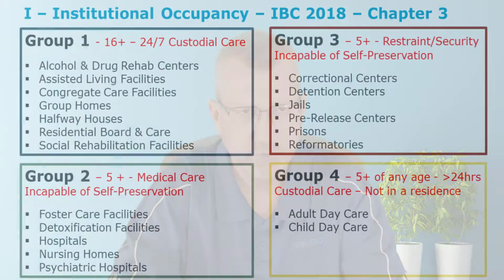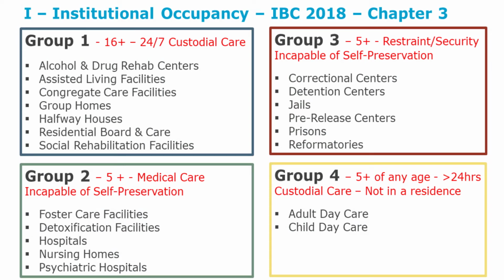What I'm going to do now is talk about the institutional subgrouping, because when we get into delayed egress, this is where these subgroupings become very important to us, because they are called out by the subgroupings when it comes to delayed egress. So as we break them down, the first thing you can see is what that grouping actually includes. In Group 1, alcohol and drug rehab. Group homes, halfway homes, residential board homes.